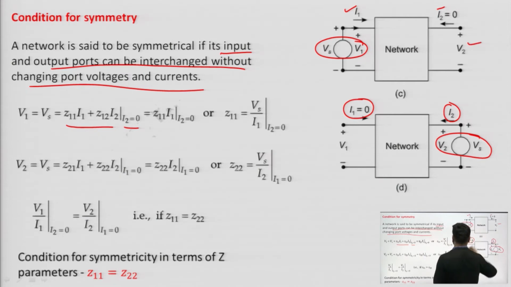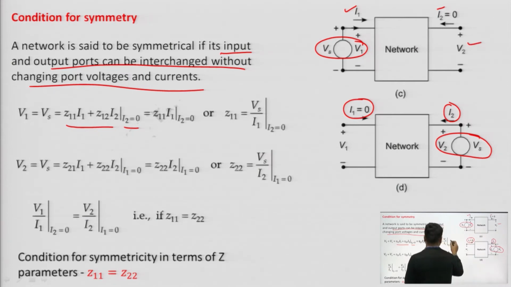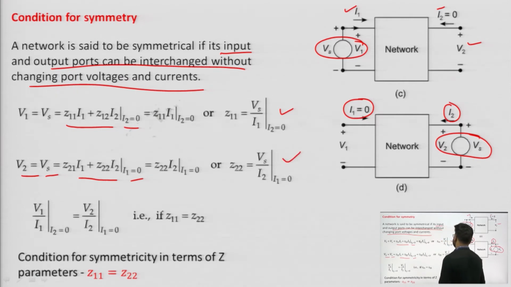Here we have open circuit, so I2 will be equal to 0. So, we will get the value of Z11. Similarly, we get the value of V2, which is Vs, by keeping I1 equals to 0. So, Z22 equals to Vs by I2, by keeping I1 equals to 0.